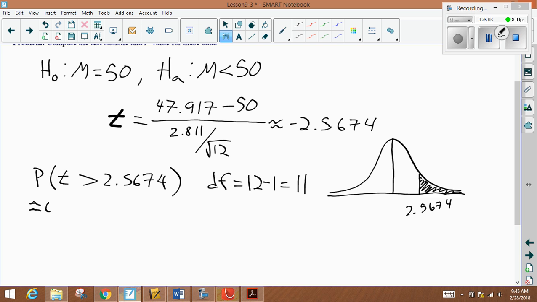Approximately 0.013. My answer is a little bit more robust than the one that the book gives. I included a picture.